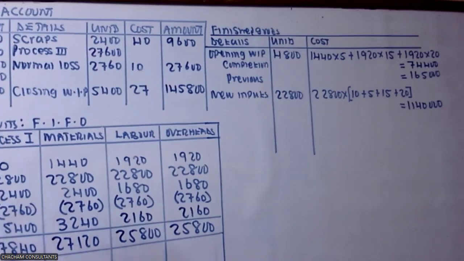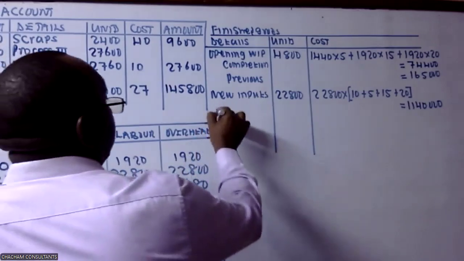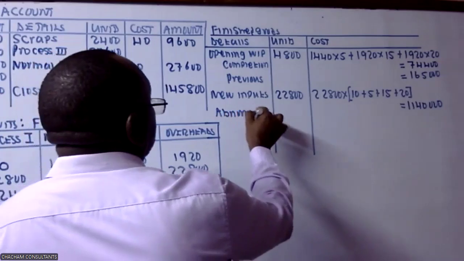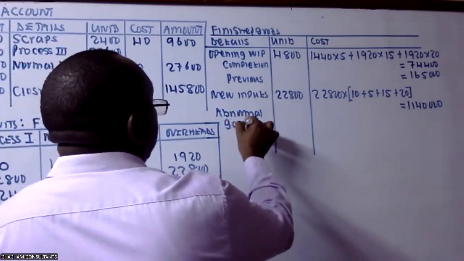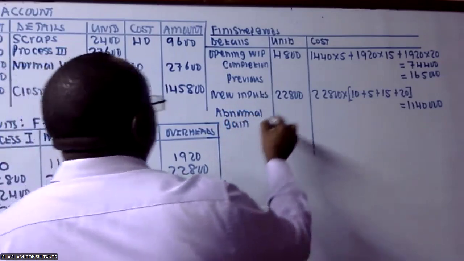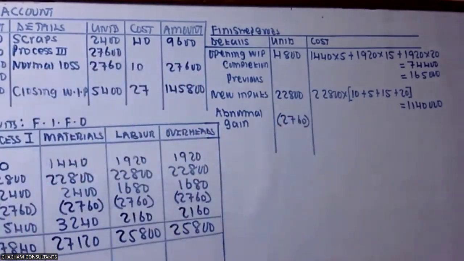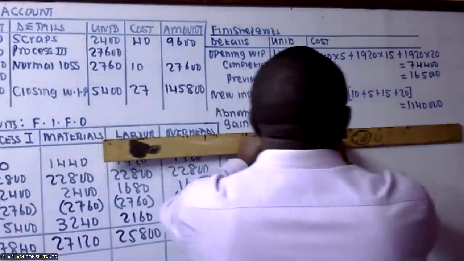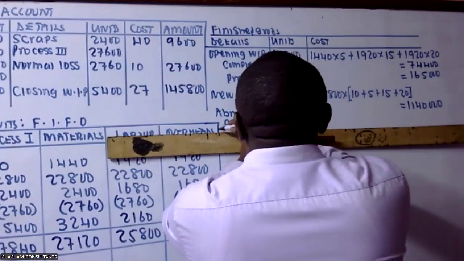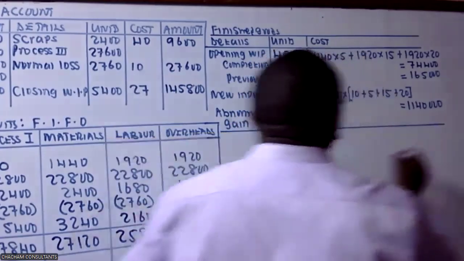So now from there, abnormal gain. The abnormal gain is 2760. It is brought in as negative, but it has no cost. Remember, it was subtracted, so it's not part of these ones. With that, we get the total.